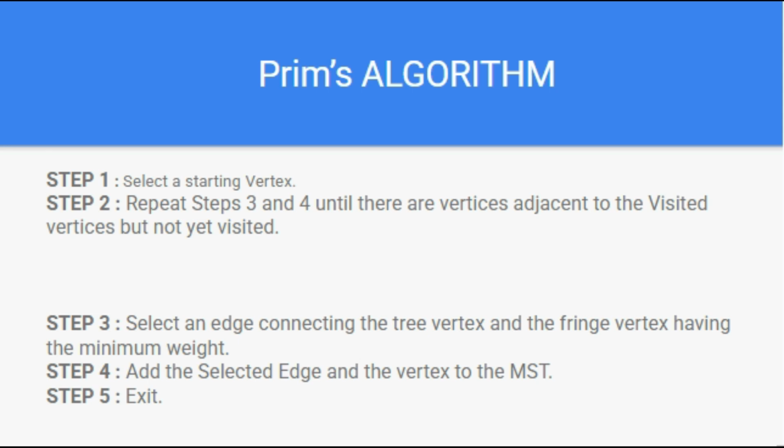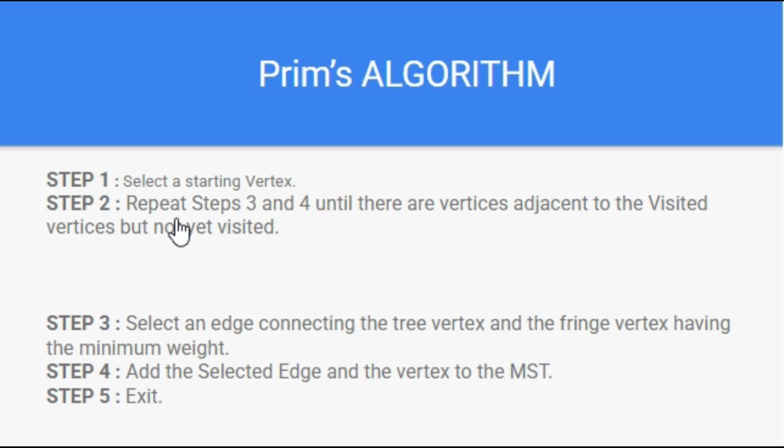After looking at the example, I think it is going to be very easy for you to understand Prim's algorithm step by step. The very first step says: select a starting vertex. That we have already discussed in the example, that you can choose any vertex as a starting vertex or the root vertex if it is not given.